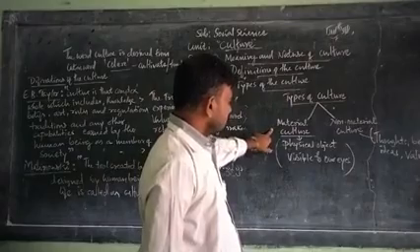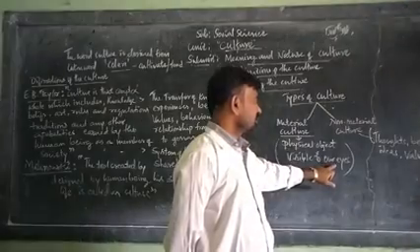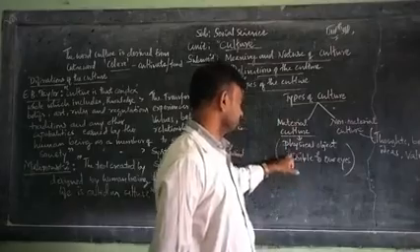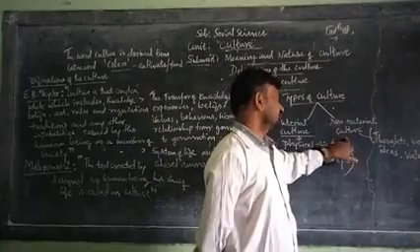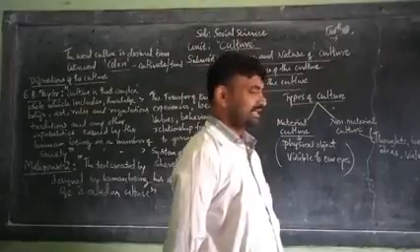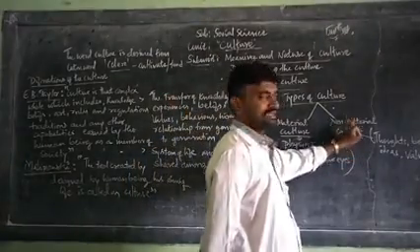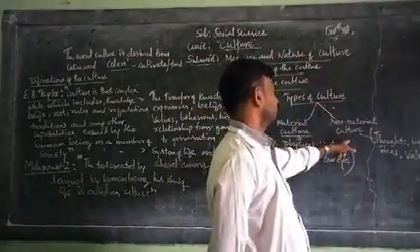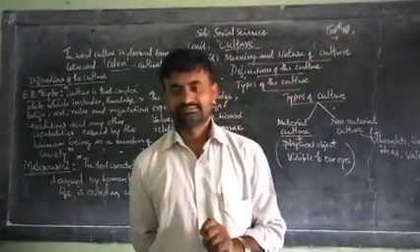Material culture includes physical objects that are visible to eyes and material or tools used by the human beings. That is what we call material culture. And non-material culture includes human thoughts, human beliefs, human ideas and human values. These are all considered as non-material culture. Okay dear students, there are two different types of culture. One is material, another one is non-material.